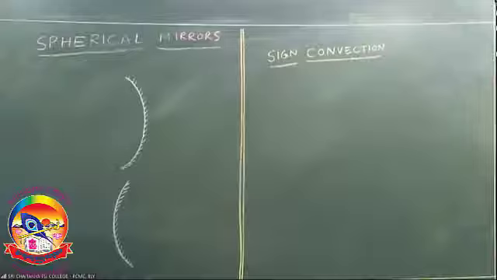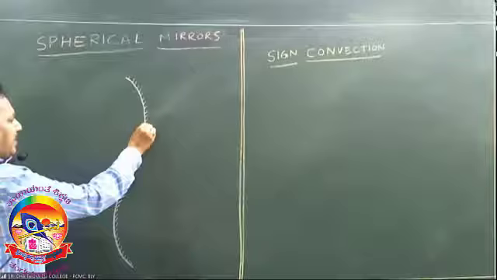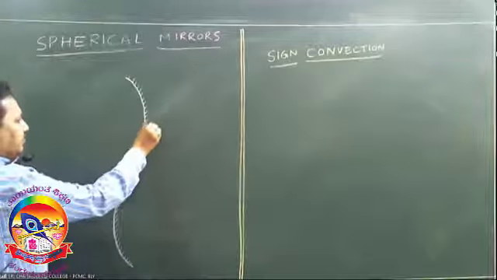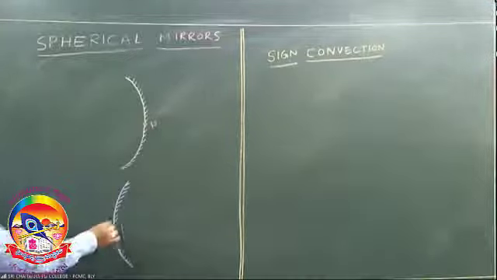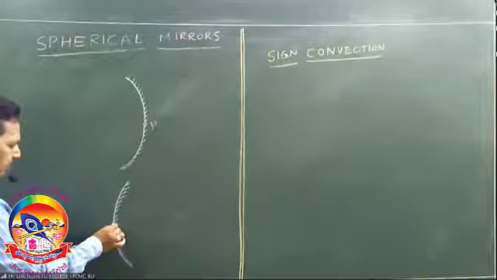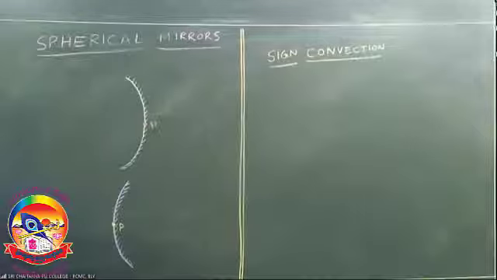What is the pole of the mirror? The pole of the mirror is nothing but the geometrical center of the mirror. P represents the pole of the mirror. The first one, concave mirror. Second one, convex mirror. Before going further, just a small revision of the previous class.